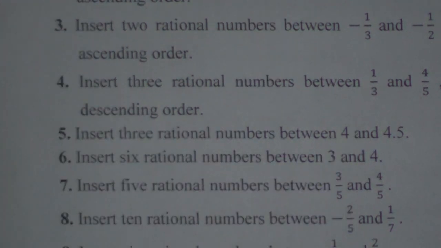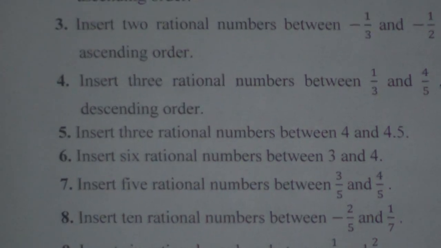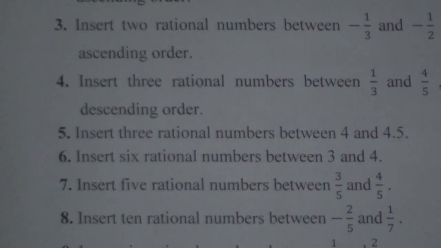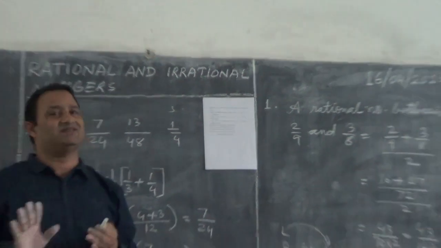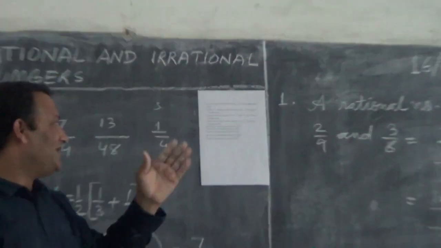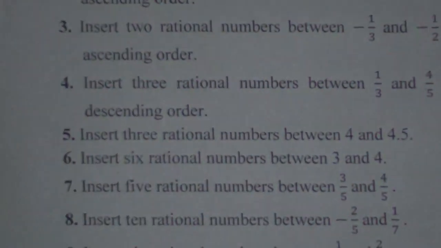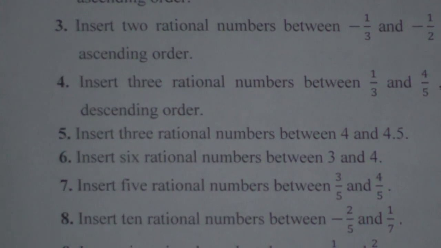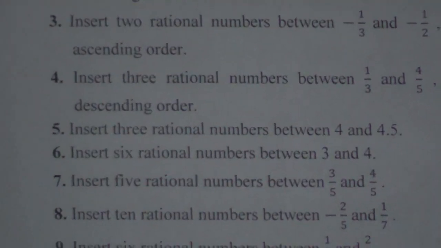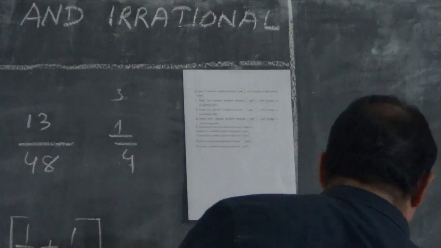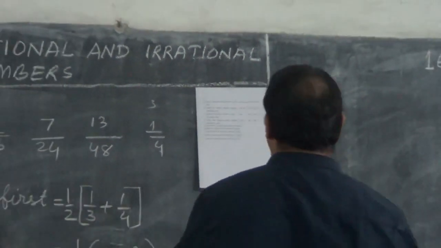Insert 6 rational numbers between 3 and 4. Of course you can go for the intuitive method. 3.1, 3.2, 3.3, 3.4, 3.5, 3.6 and 4. But if you want to do it by following a method, then you have to go for that method where we learned how to insert more numbers.